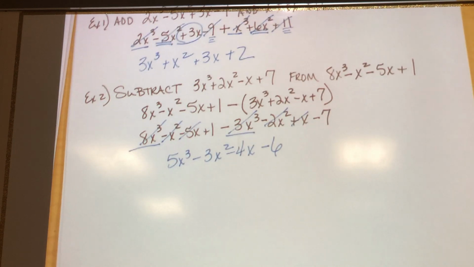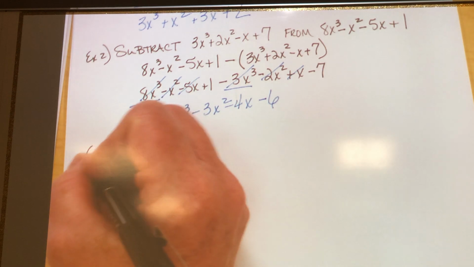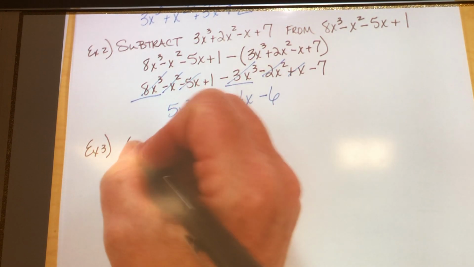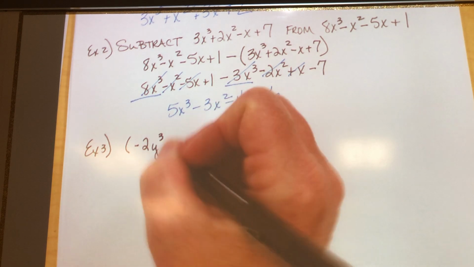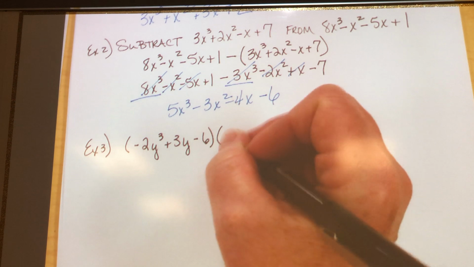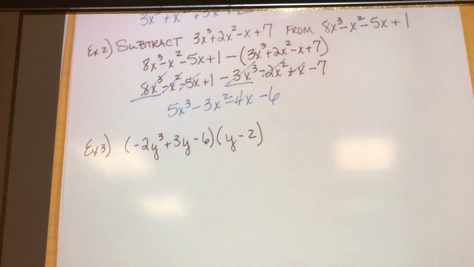All right. Anybody got a question? Okay, so what's next? Multiply. Example 3. This is what it looks like. Negative 2y to the third plus 3y minus 6. And we're going to multiply it by y minus 2. Now, you already know how to multiply binomials, a binomial times a binomial. You're using the FOIL method. So this is a trinomial times a binomial.